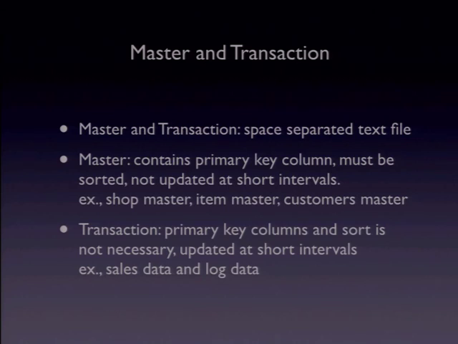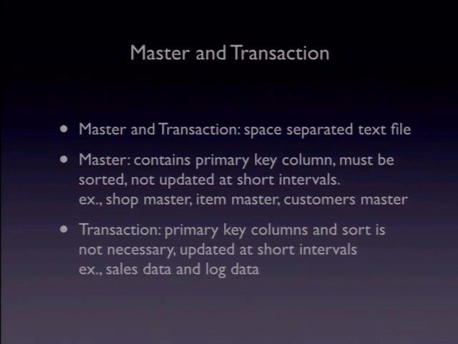In UNICAGE, this is an important point. In UNICAGE, there are two kinds of data. One is master and the other is transaction. Both are text files, and they are space separated text files. USP calls them field files or field style. A field file corresponds to a table of a relational database. To understand the master and the transaction is important.